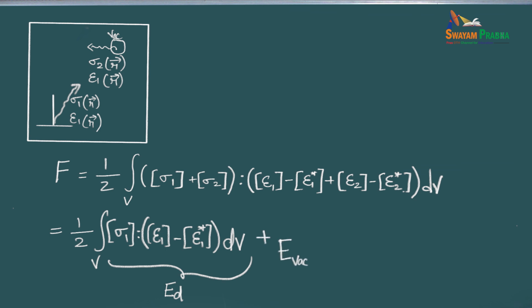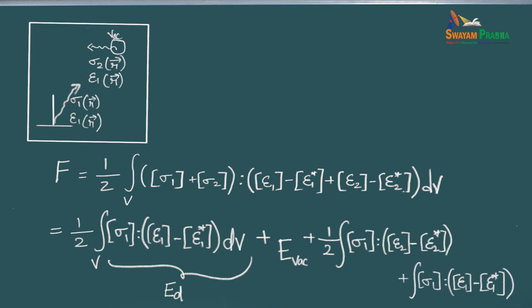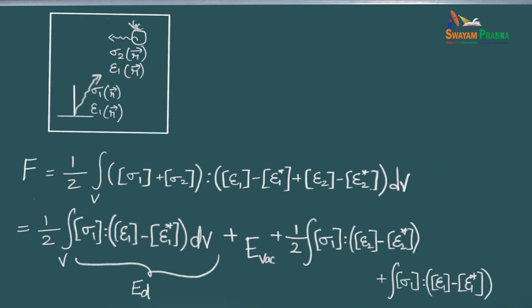So I will have a term like 1/2 integral of sigma 1 double contracted with epsilon 2 minus epsilon 2 star. And then I have another term which will be an integral of sigma 2 with epsilon 1 minus epsilon 1 star. This is actually exactly the same as that.